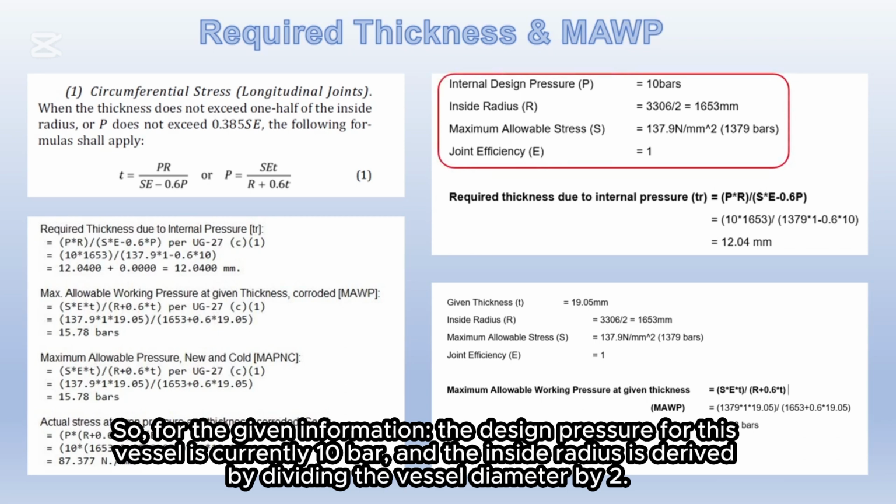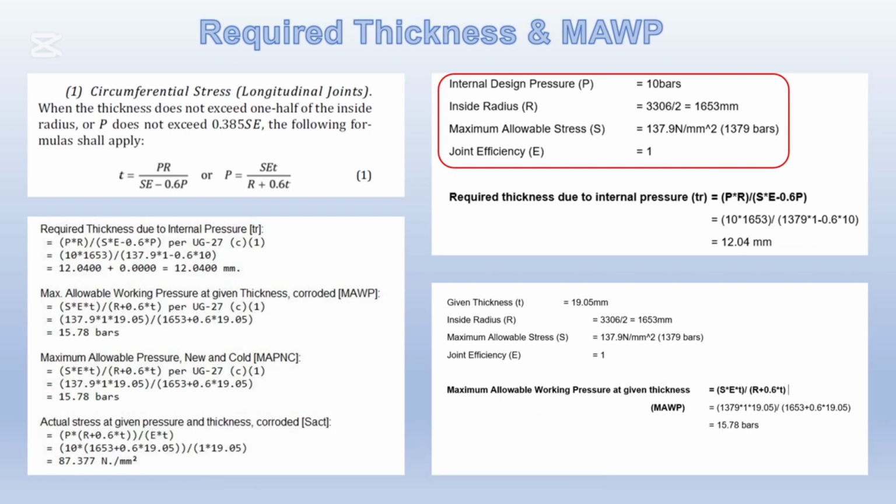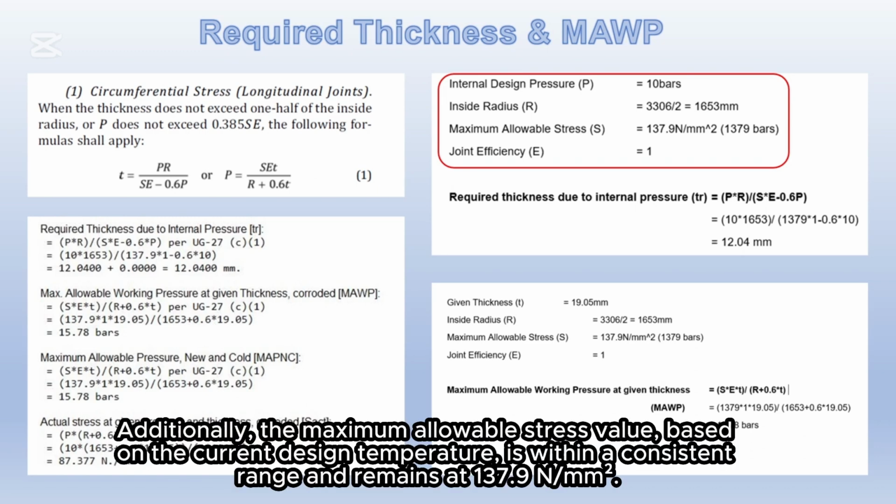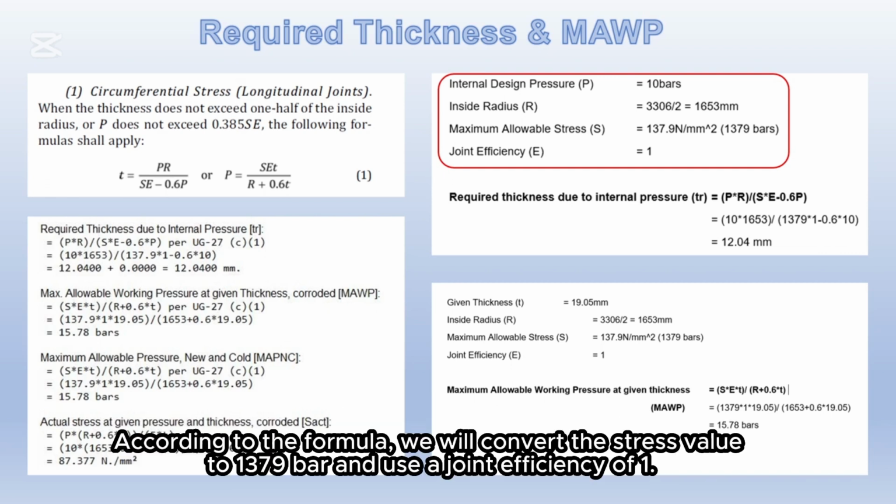So, for the given information, the design pressure for this vessel is currently 10 bars, and the inside radius is derived by dividing the vessel diameter by 2. Additionally, the maximum allowable stress value, based on the current design temperature, is within a consistent range and remains at 137.9 N per square millimeter. According to the formula, we will convert the stress value to 1379 bar and use a joint efficiency of 1.